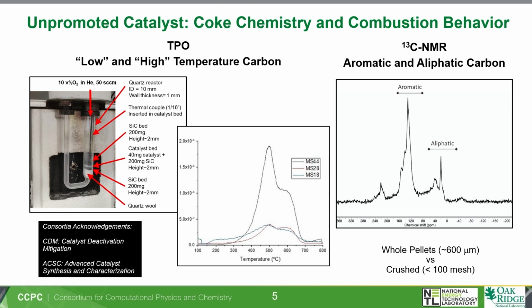We did some NMR and said, well, that didn't really teach us much. We know that almost all cokes on any catalyst in refining has aromatic and aliphatic constituents, right? You never have a 100% aromatic coke. They're always substituted to some extent. But that didn't really teach us anything about high versus low temperature coke.